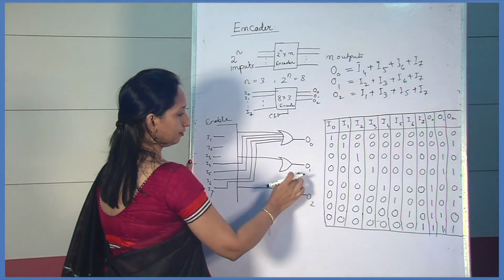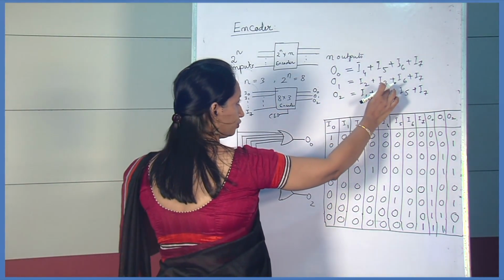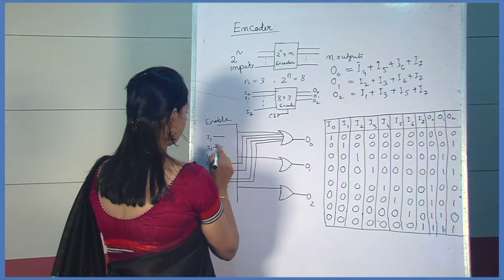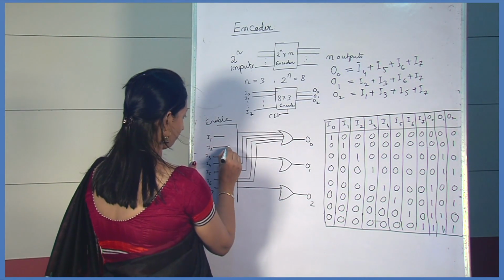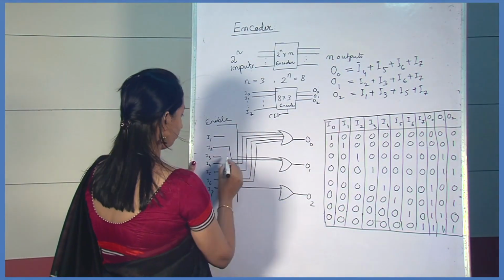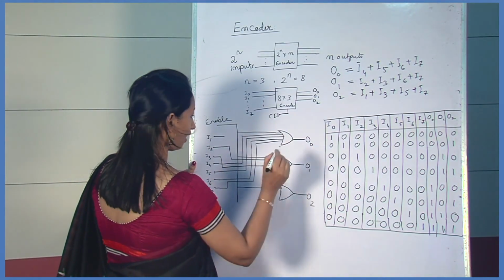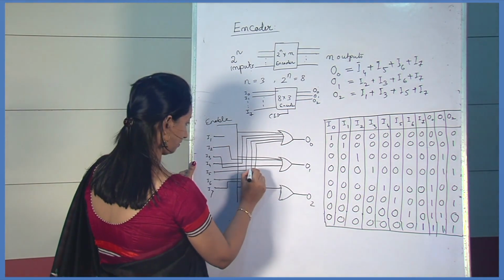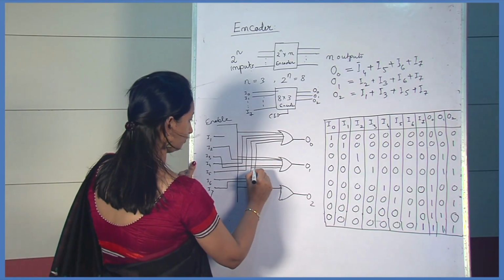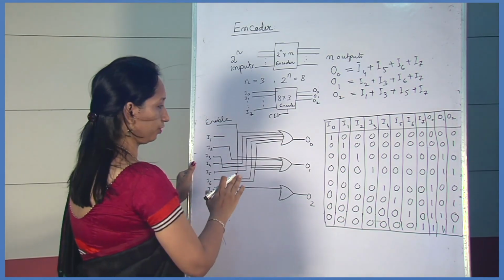Then for the second output O1, what are the inputs? First is I2, then I3, I6, and then I7. So 4 inputs.